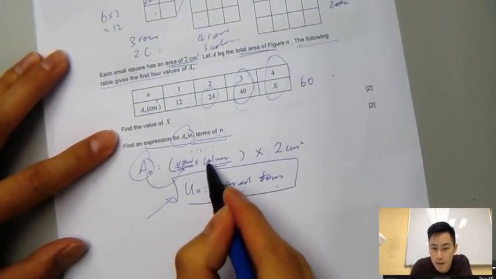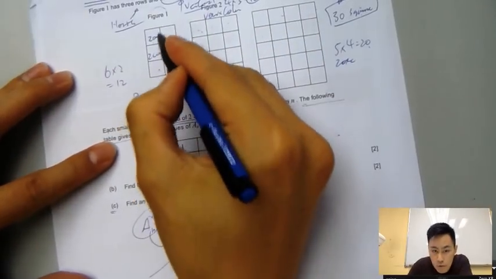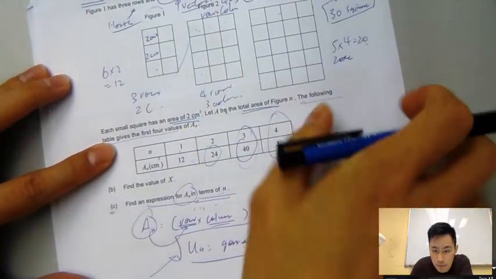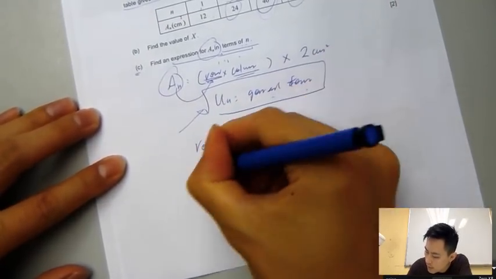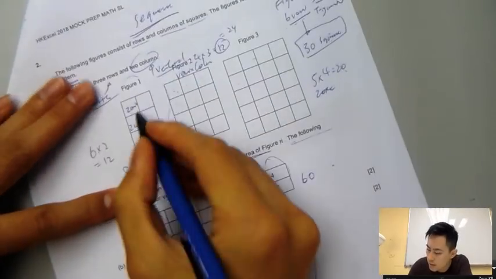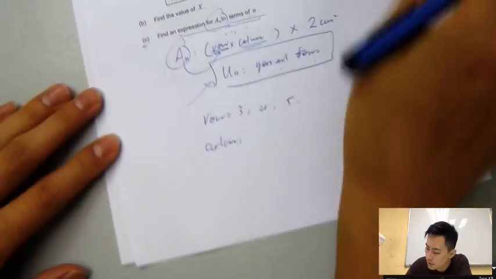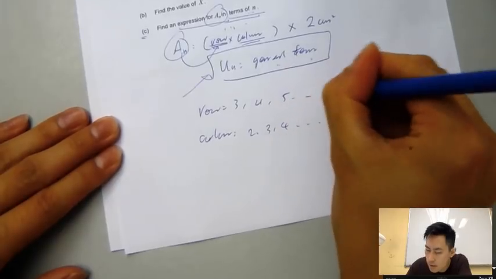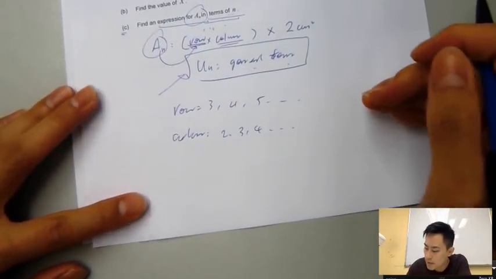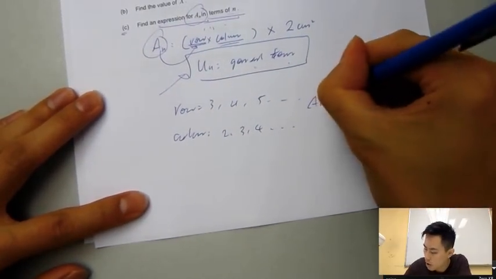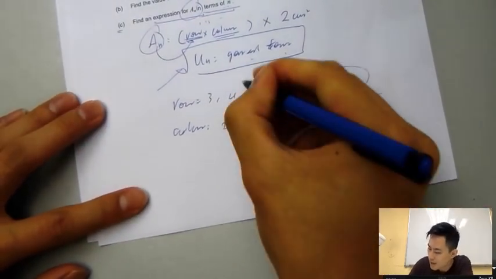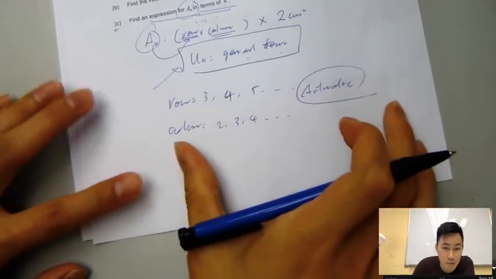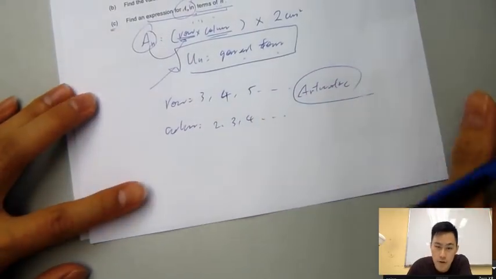So for the row and column, if I write out the number of rows, this is 3, 4, and then 5, right? And then the columns, you know that is 2, 3, 4, and so on. Yeah. So what kind of pattern is it? So obviously it's an arithmetic sequence. Okay, but if you don't get what sequence it is, then obviously you have to go through my sequence video. Okay, so this is very, very simple stuff.